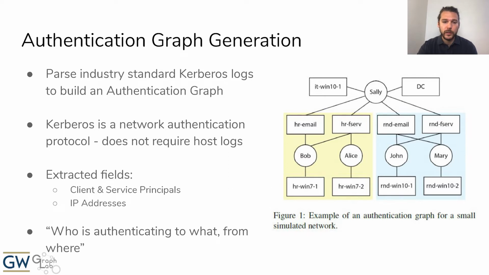Intuitively, this provides us the information on who is authenticating to what and from where. The figure on the right shows an example of a very simple authentication graph containing clients and principals for several users and services. There are two organizational units, the HR unit highlighted in yellow and the R&D unit highlighted in blue. The user Sally is clearly the administrator for the network, as she has authentication activity to services across both organizational units as well as the domain controller.